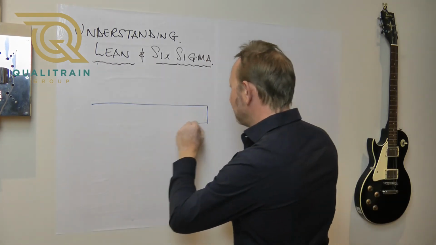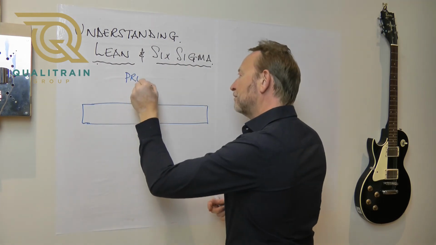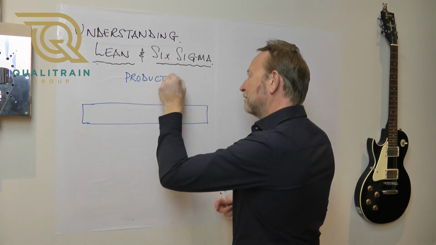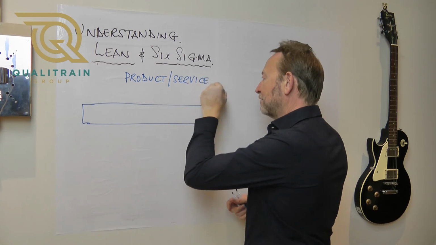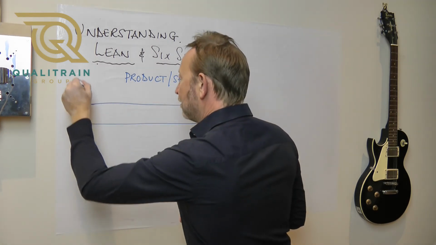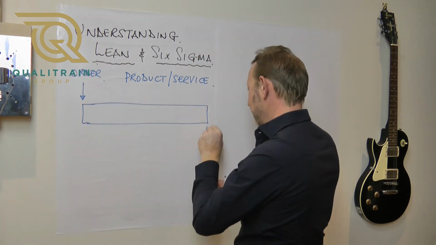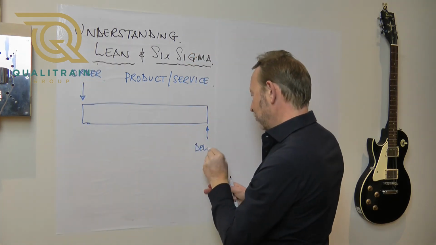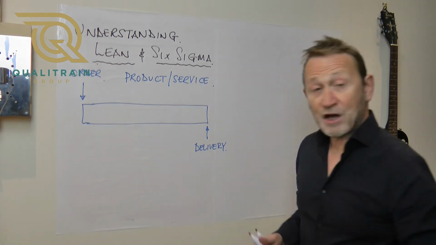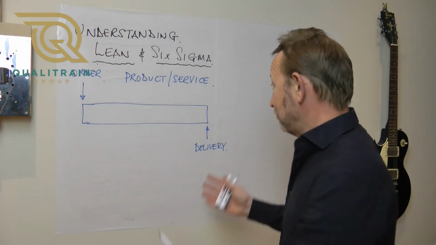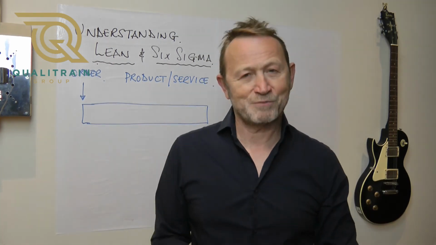So what you're trying to do as a business, you are trying to make a product or service flow from the customer's order to delivery. And what Lean and Six Sigma are trying to do is to make that timeline work as brilliantly as possible.